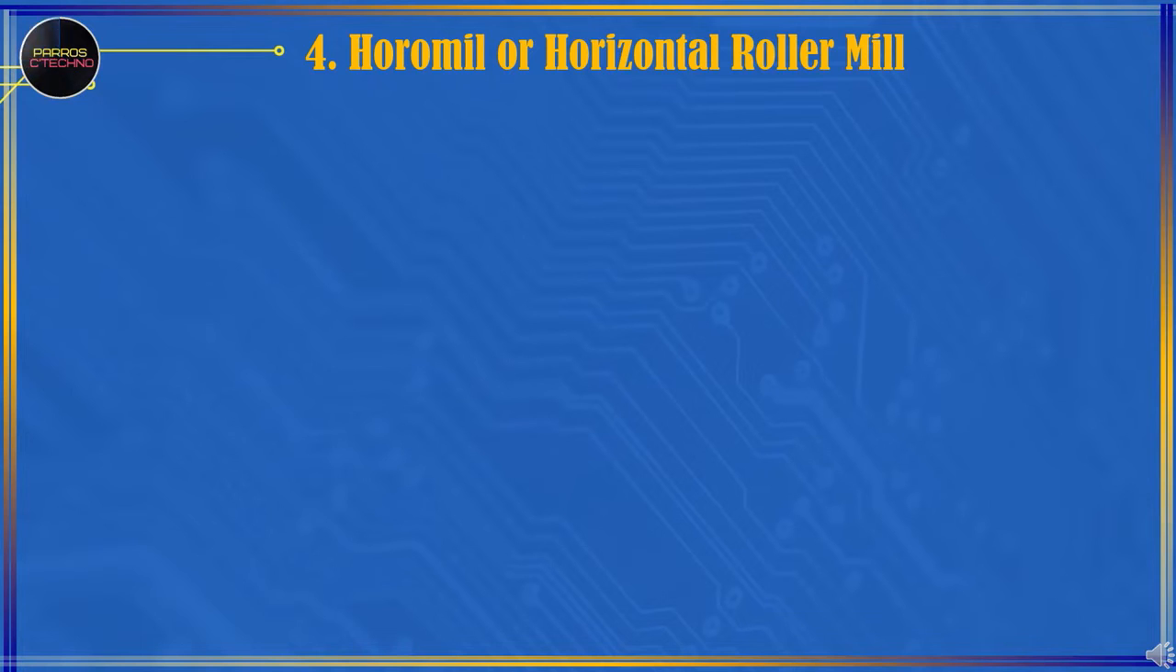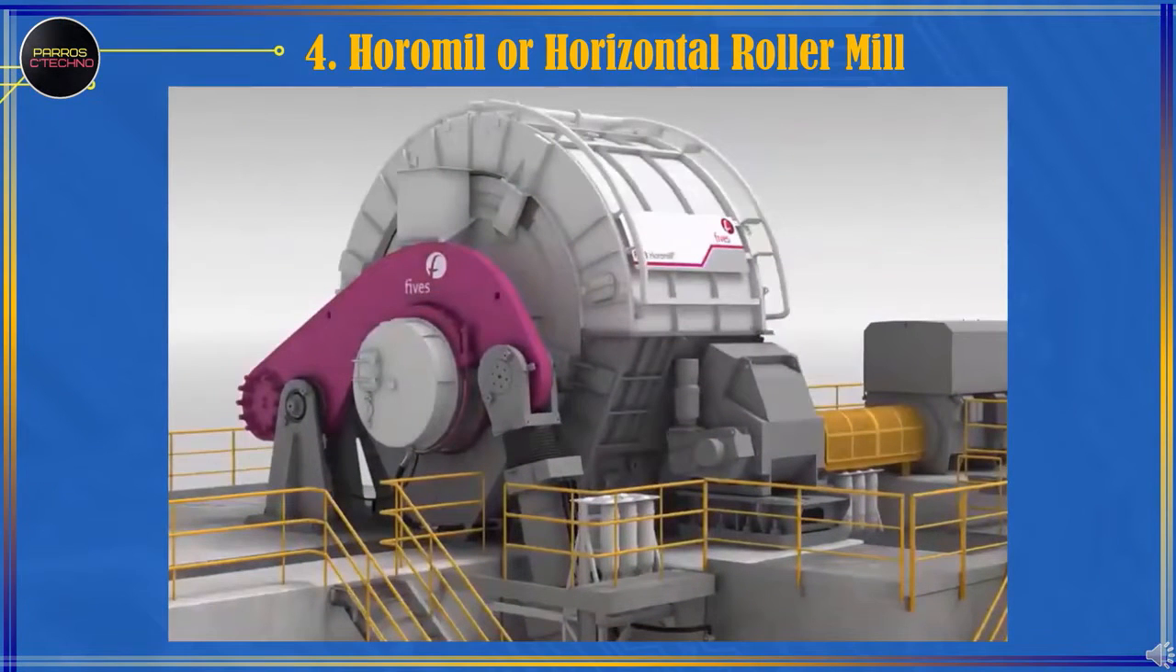The last one is Horomill, or horizontal roller mill. Horomill is a type of cement grinding equipment consisting of a large but short steel tube, and the steel on the inner wall is lined with a steel liner. As a grinding medium it uses a roller, and to control the pressure of the roller it uses hydraulics. For more details on the working principle of Horomill, we can see the following video.